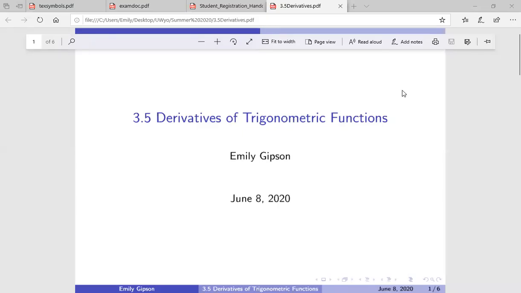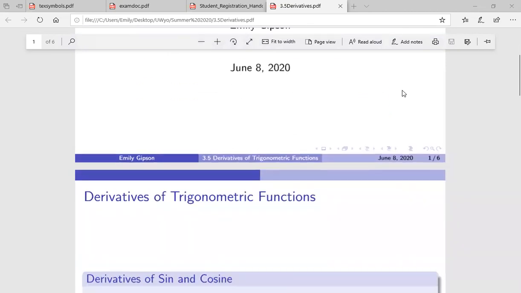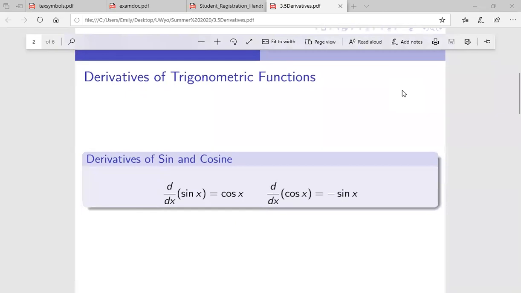All right, good afternoon. We're doing section 3.5, derivatives of trigonometric functions. So let's dive right in. We start with just the derivative of sine and cosine functions. The derivative of sine of x is cosine x, and the derivative of cosine of x is just negative sine of x. And you can see after about 4 iterations, you could come back to your original starting point.